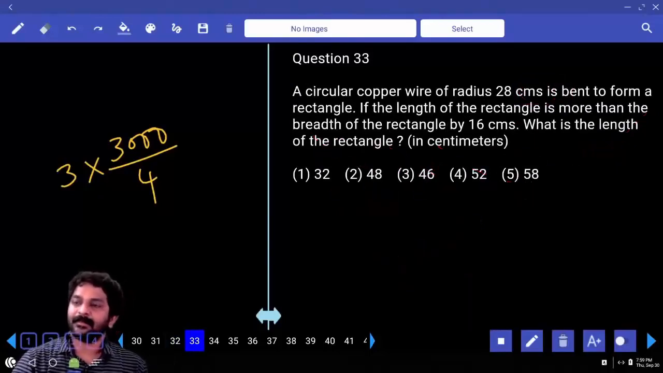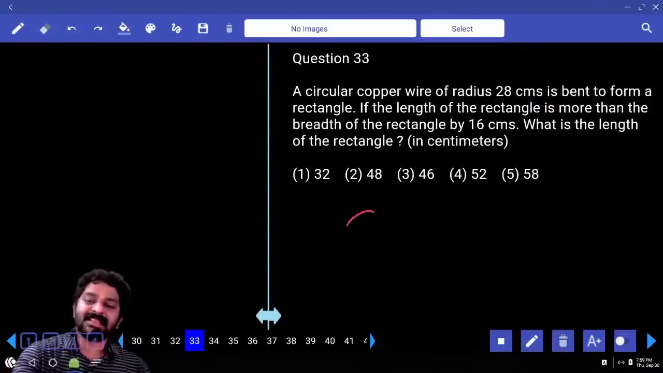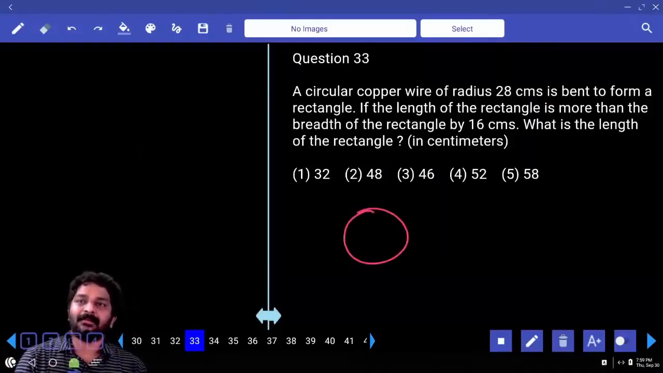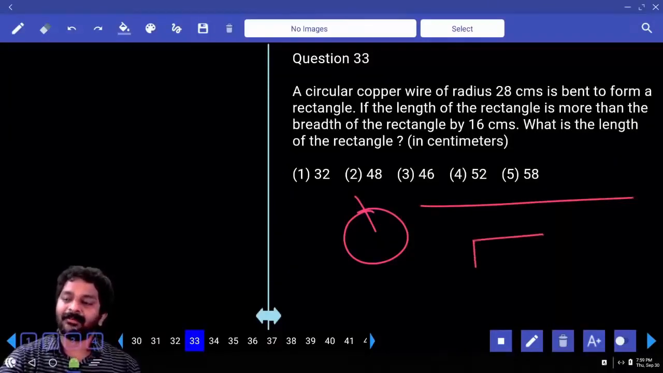Next. A circular copper wire of radius 28 centimeters is bent to form a rectangle. So there is a copper wire here which is already formed as a circle. Now if you cut here and form a straight line, there will be a wire here. And using this wire we are now trying to frame a rectangle.